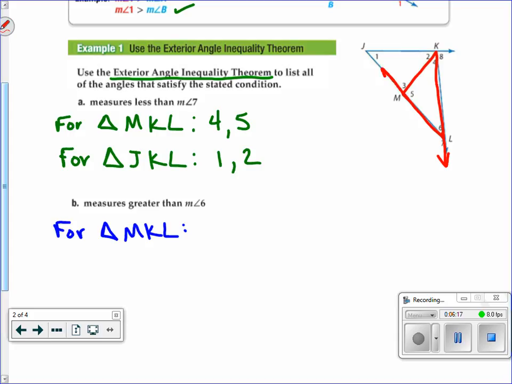Then we have another exterior angle, angle 3. And that's it, because 8 is only a portion of the third exterior angle. So we really want to look at angle 3 here. And then we can see that 6 and 4 are remote interior angles. We just want to know what angle is greater than 6. So in this case, the exterior angle 3 is going to be greater than 6.